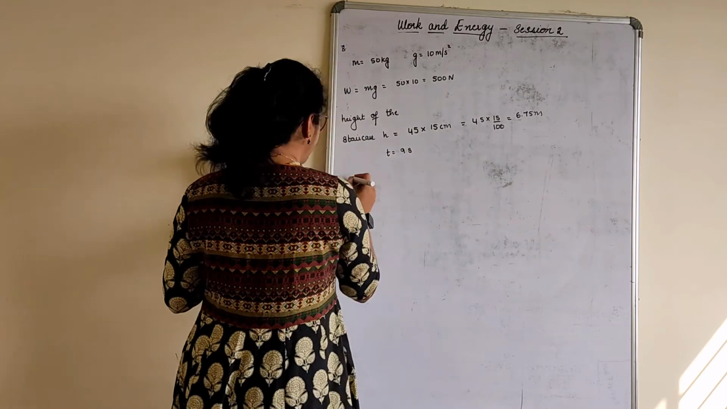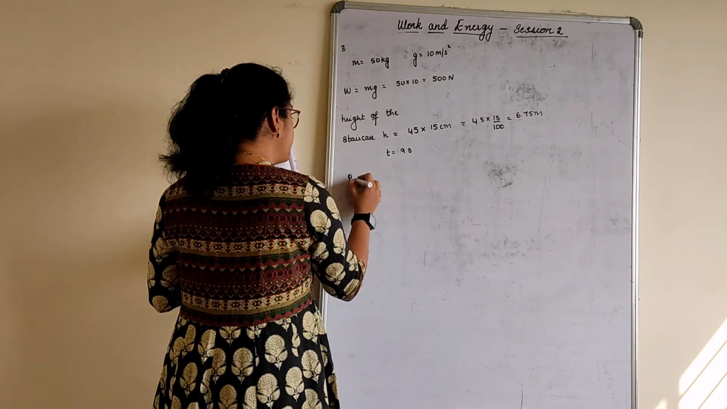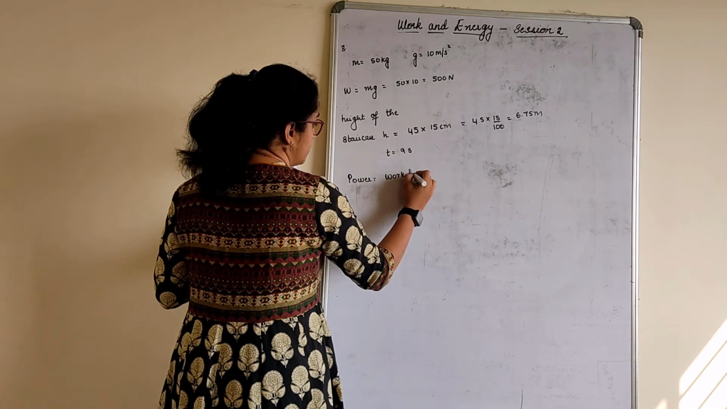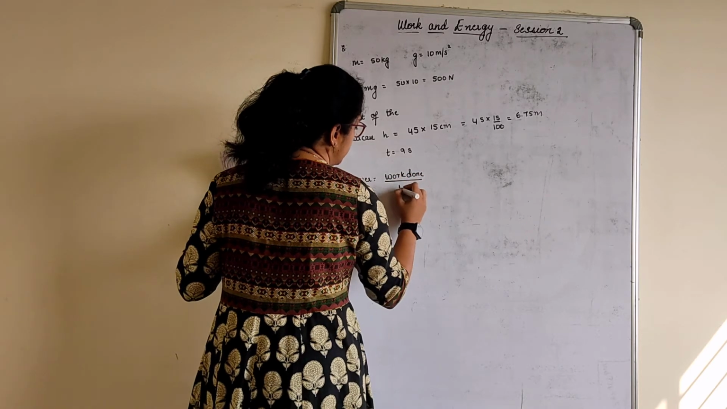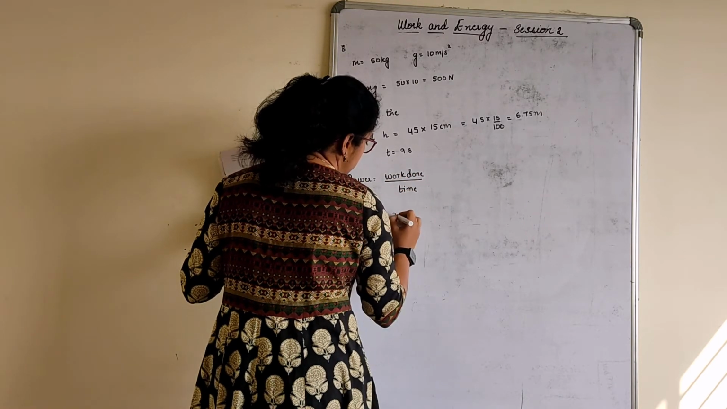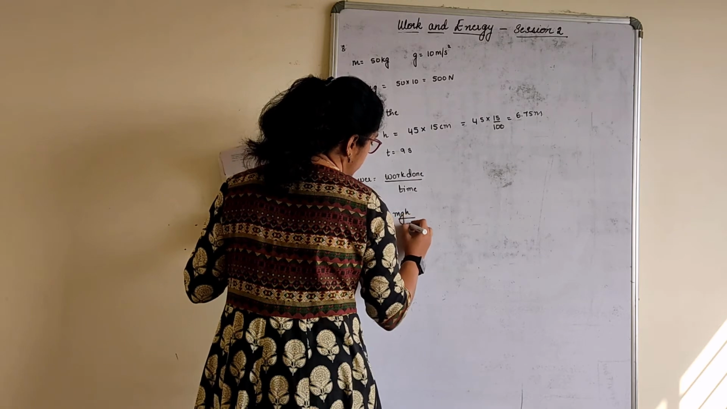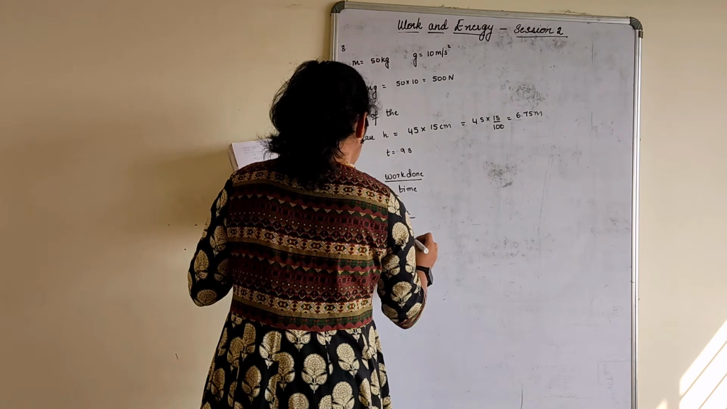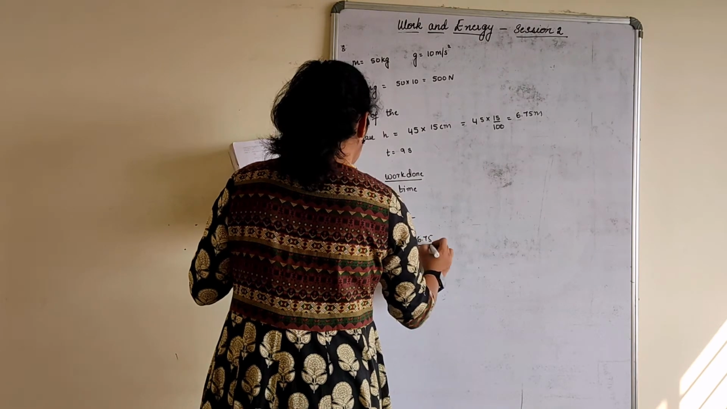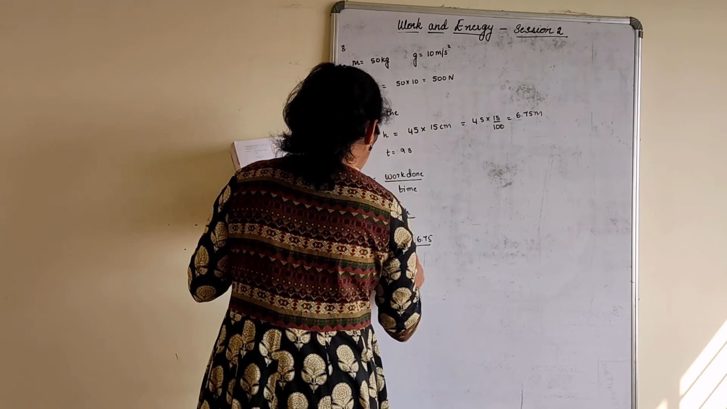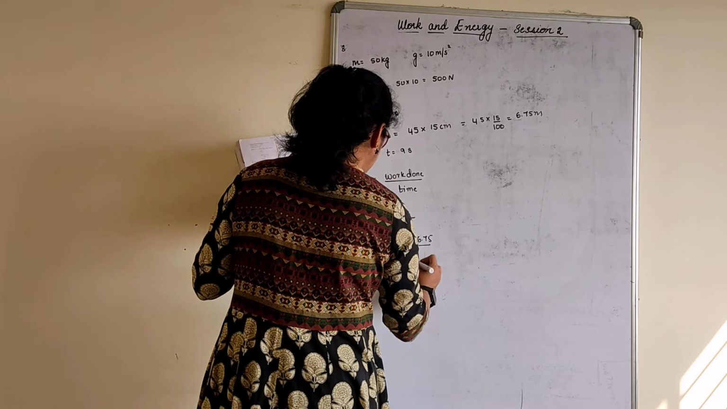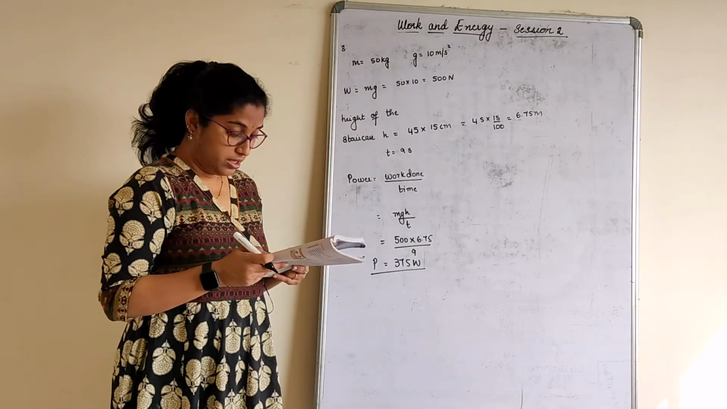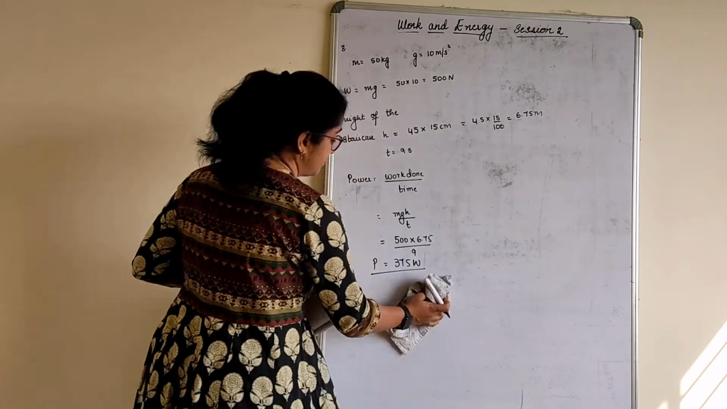9 seconds. Finally, what they have asked? Power. Work done by time, so this is mgh by t. So mg is 500 into 6.75 divided by 9. So power you get is 375 watt. Okay. Next, ninth one.